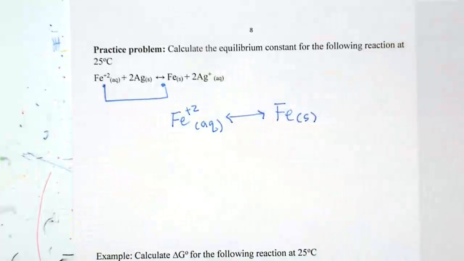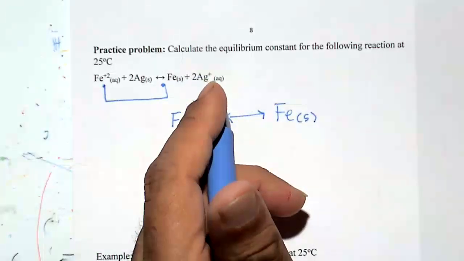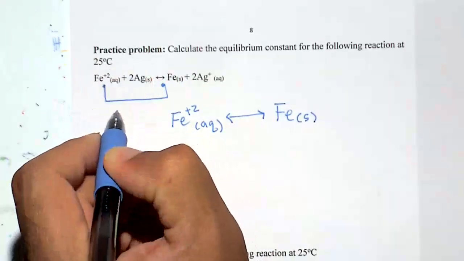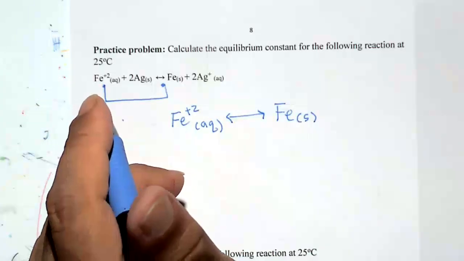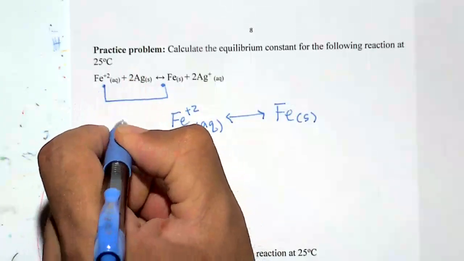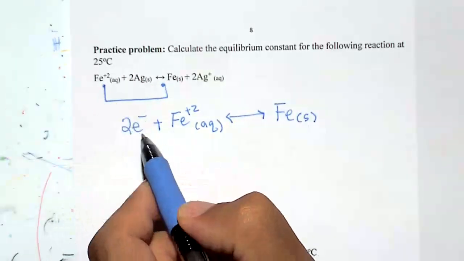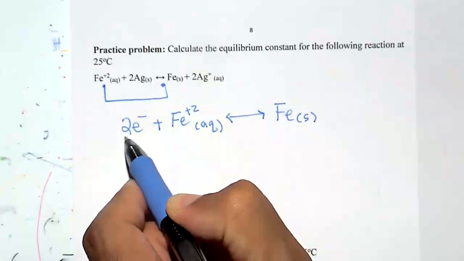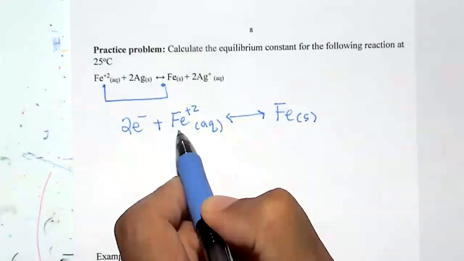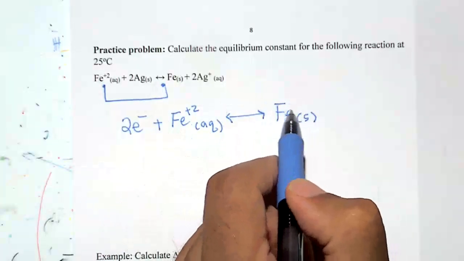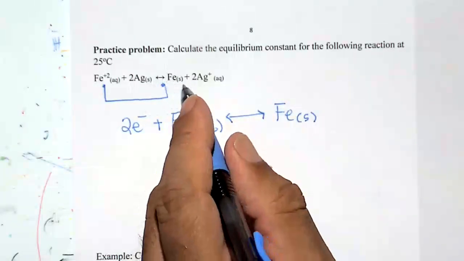Right, so a question for you guys is how many electrons and where does it go? Product side or reactant side? 2 electrons on the reactant side, not products. So let me explain why it's on the reactant side. What's minus 2 plus 2? It's 0. And what's on the product side? 0. Yes? Okay, it's 0.